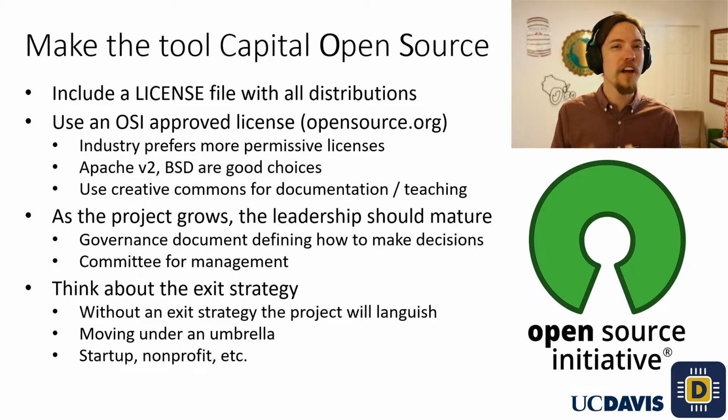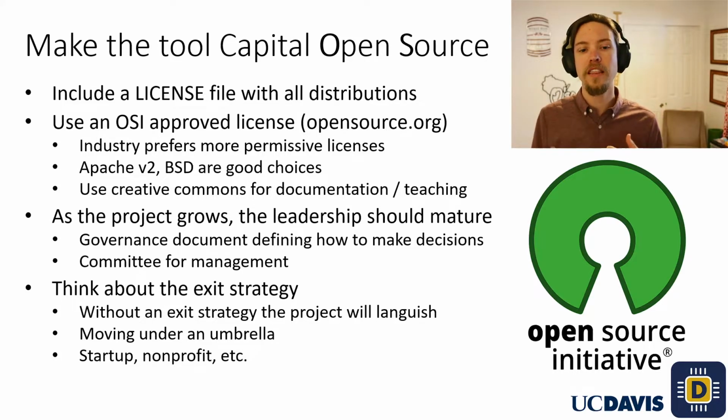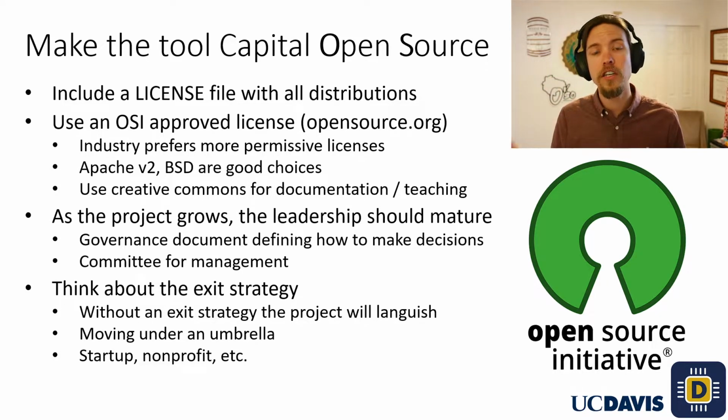Industry lawyers only understand a few open source licenses, and they get real skittish when you use things like GPL, which restricts what people can do with it. So Apache licenses and BSD are good licenses, especially if you want to have impact in industry. And if you're doing things like writing documentation or putting open source teaching materials out there, I would encourage you to use things like the Creative Commons licenses.